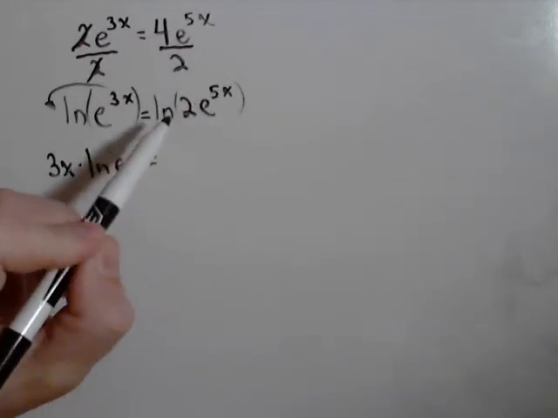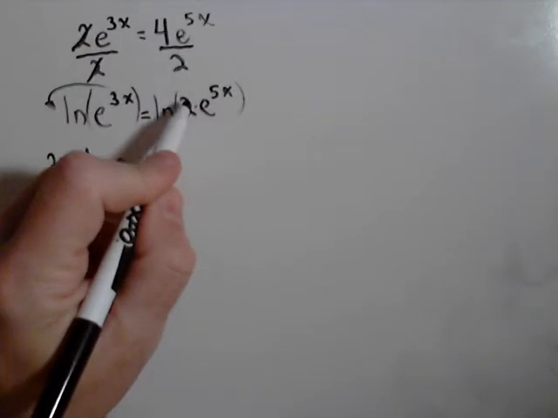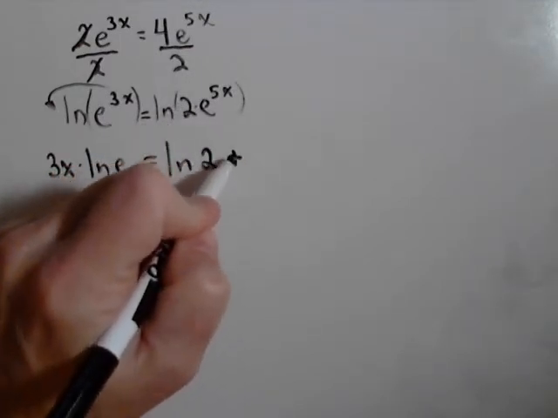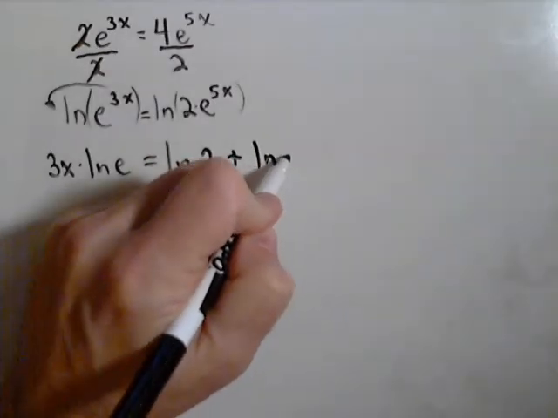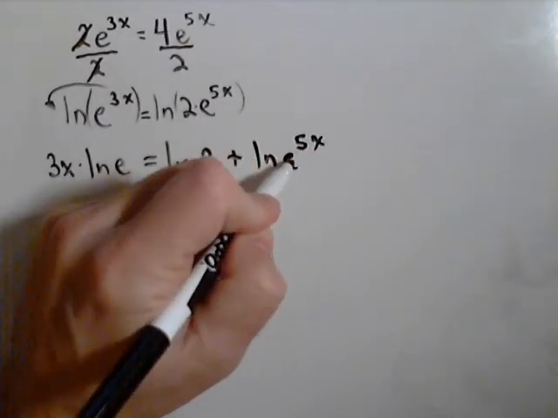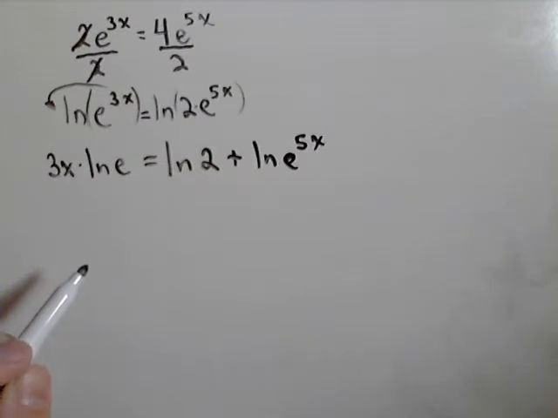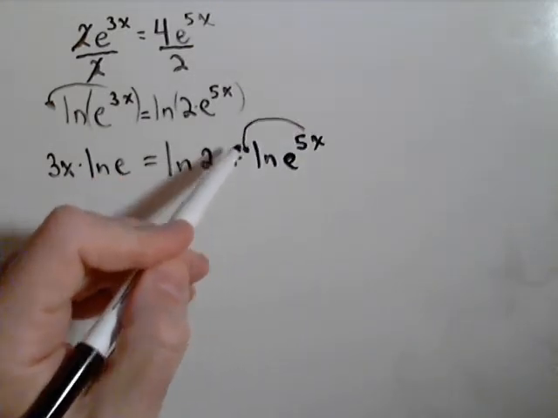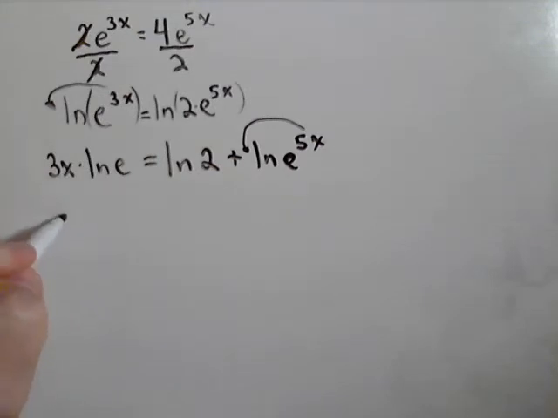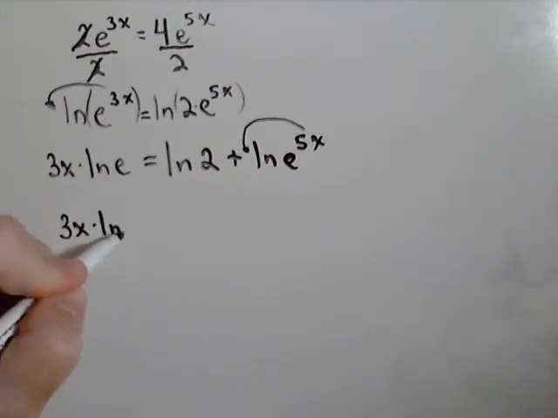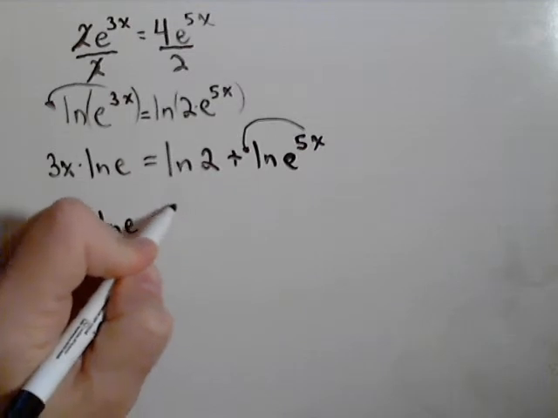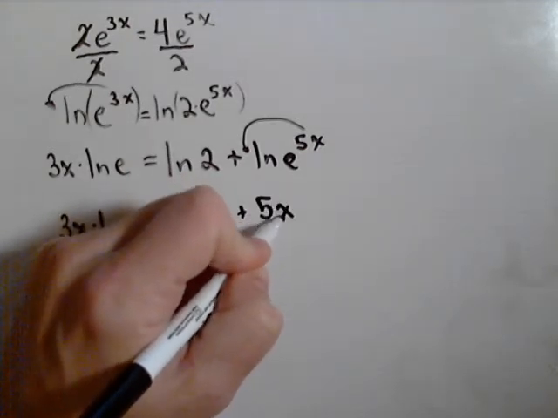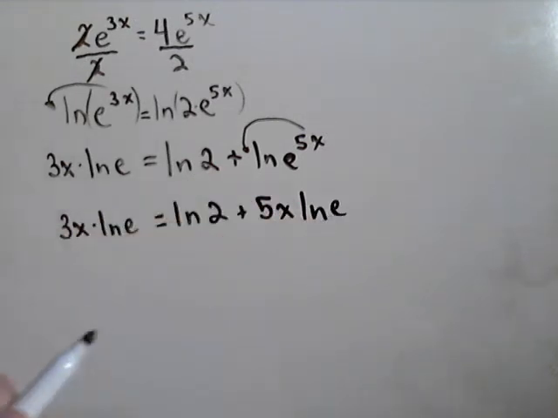So I'm going to have to use a property of logs first, and that is when we have a product, we can write it as the sum of two logs, ln of 2 plus ln of e to the 5x. Now, here we can pull the exponent out front, like we did over here. So we have 3x ln of e, which we'll get rid of here in a second, equals ln of 2 plus 5x ln of e.